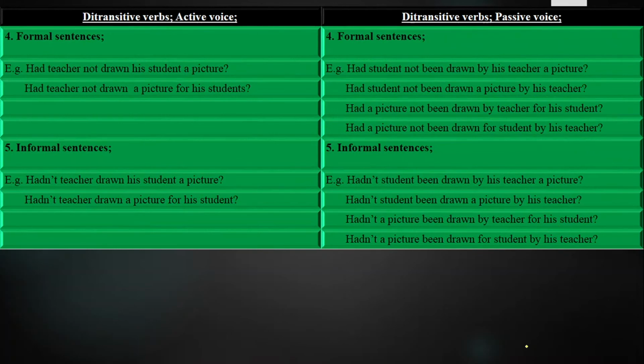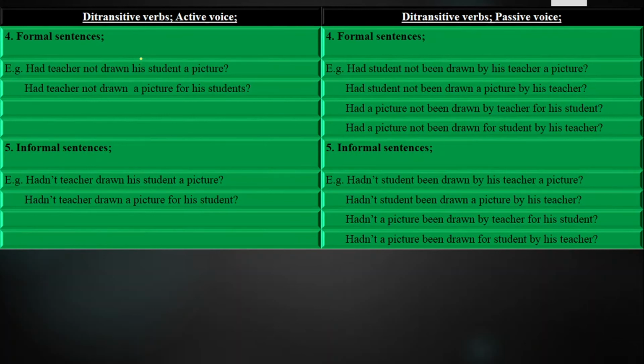Next, we have got formal sentences. Those sentences in which we ask questions and deny the statement in a formal, polite, respectful way, used with our seniors and elders and with one whom we are not close with. The complete name of formal sentences is negative interrogative formal sentences.